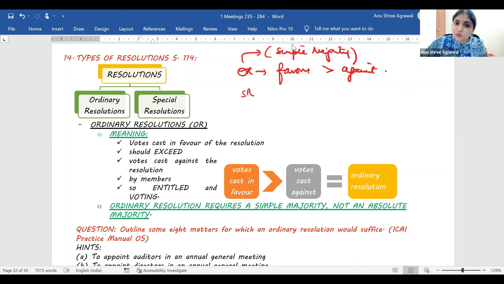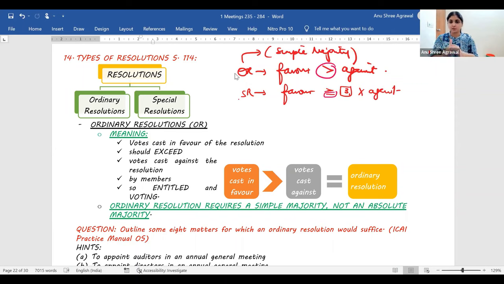And what is a special resolution, guys? In a special resolution, the number of votes in favor should be at least how many times? The number of votes in favor should be at least 3 times the number of votes against. Did you notice this? More than or equal to, did you notice this? Yes. So ordinary resolution, special resolution, two kinds of resolution. Ordinary resolution, also called a simple majority: the number of votes in favor should be more than the number of votes against. Number two, special resolution: the number of votes in favor should be at least 3 times the number of votes against.